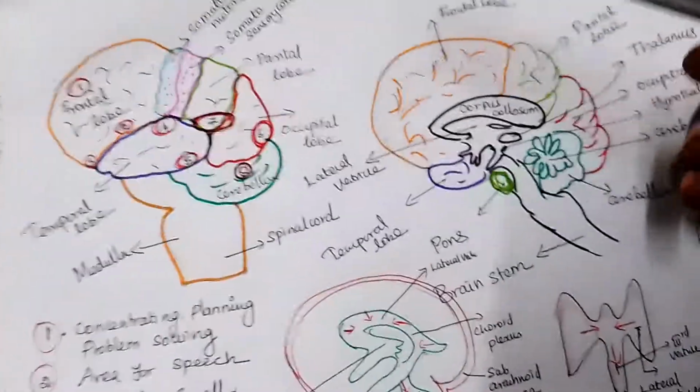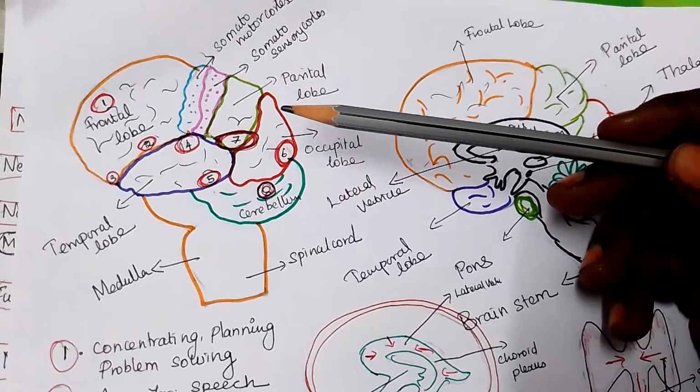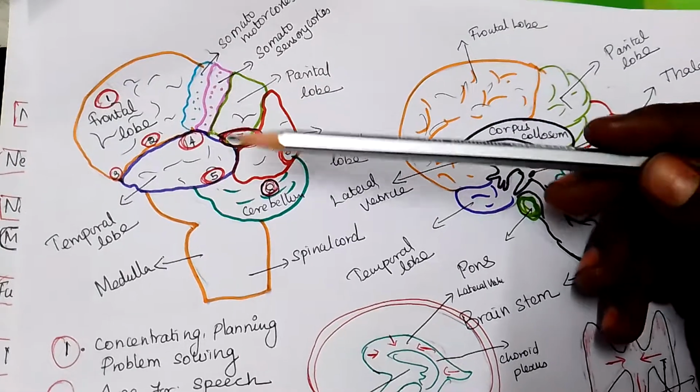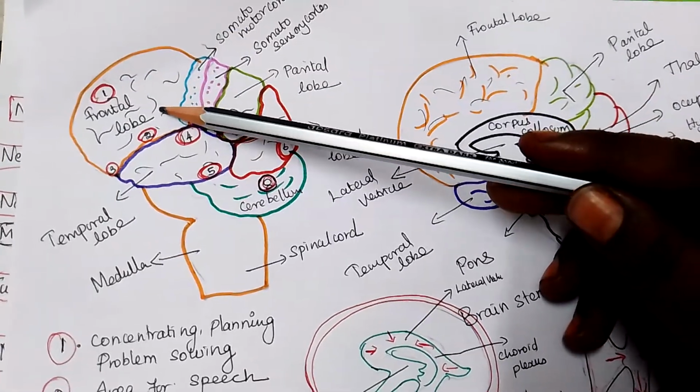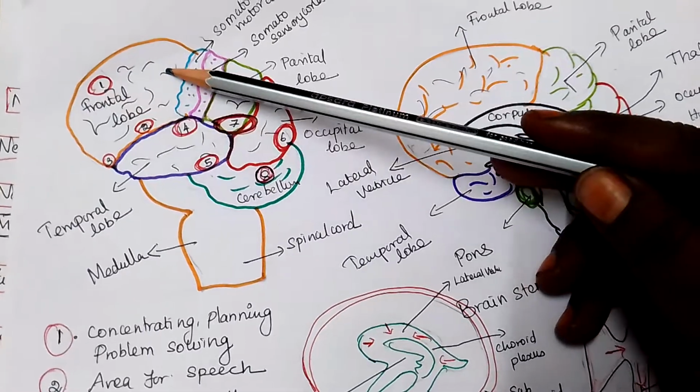Yes, we have seen the development of the brain. Once the brain is developed, it forms the different kinds of lobes. The first one is called the frontal lobe. You can remember it's the front side. It is called the frontal lobe.